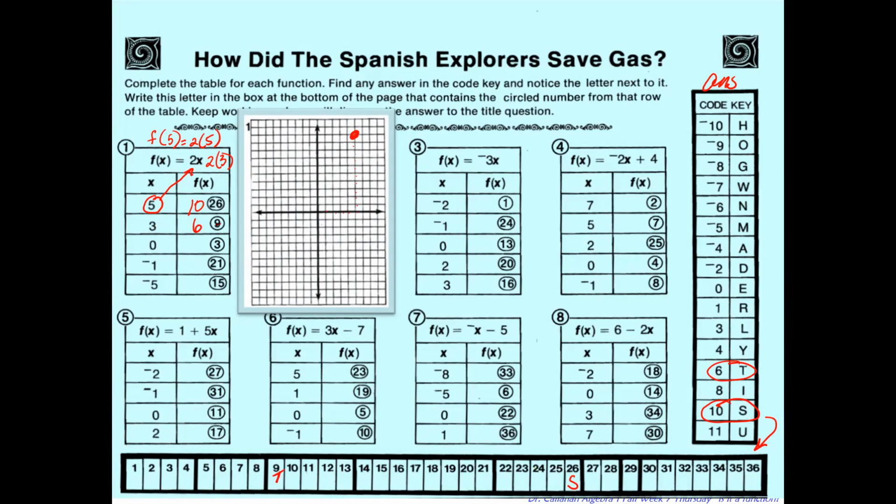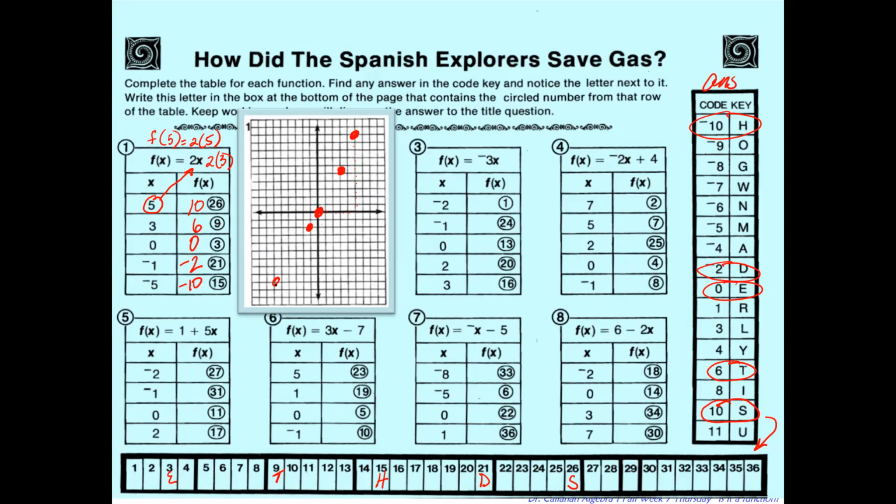Okay. And then 3, 6. Just right there somewhere. 2 times 0 is 0. So that is 3. 3 is e. So then 0, 0. 2 times -1 is a -2. That's D, which is 21 is going to be D. And that's at -1, 2. And then 2 times -5 is -10. That's letter H. Number 15 is H as in happy.